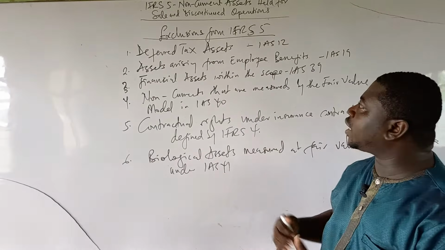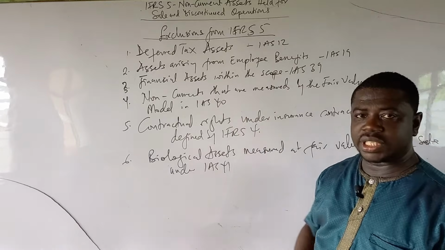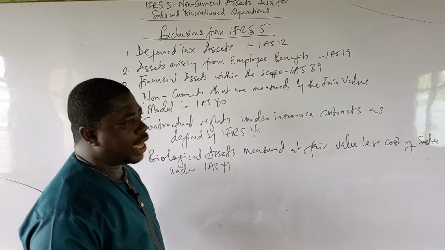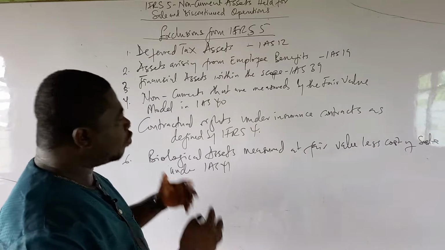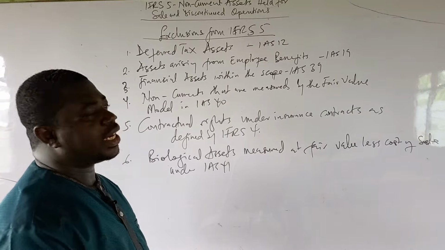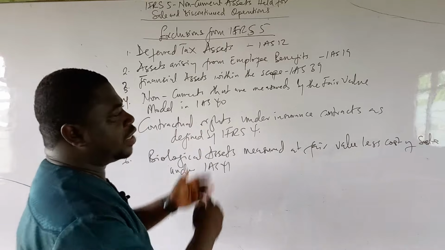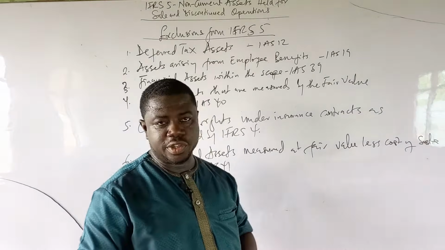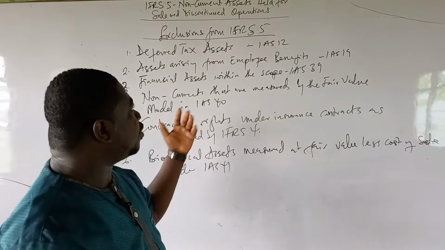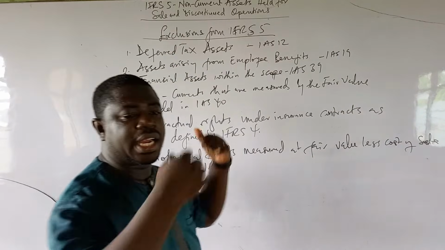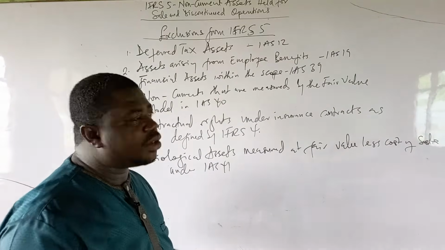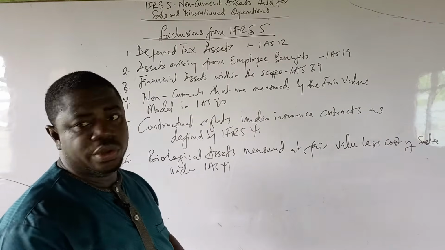Having been able to understand these exclusions, let us go on to the definition of held for sale, and then let us look at a disposal group and the conditions that will help us to classify any other asset that is not listed here as held for sale. In other words, apart from these non-current assets here, we can classify some other assets as held for sale. And what is the meaning of held for sale? That is what we are going to look at.